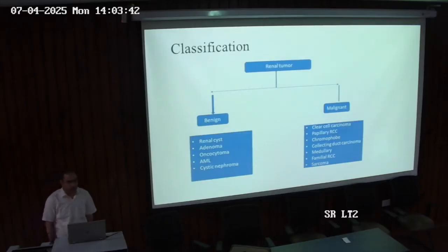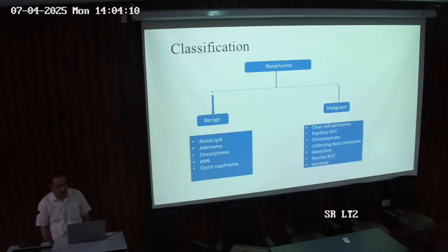So classification of renal tumor is benign or malignant. Benign tumors are renal cyst, adenoma, oncocytoma, AML, and cystic nephroma. Malignant tumors are clear cell carcinoma, papillary RCC, chromophobe RCC, collecting duct carcinoma, medullary tumor, familial RCC, and sarcoma. The most common benign renal tumor is the renal cyst.